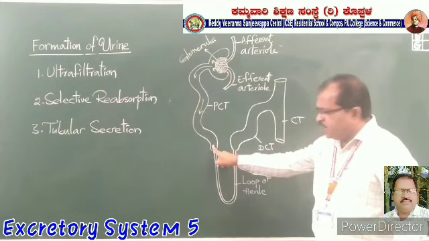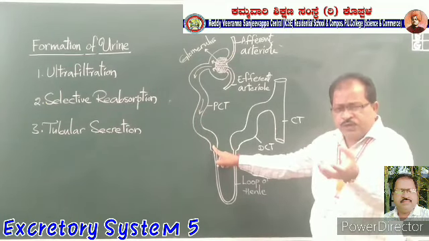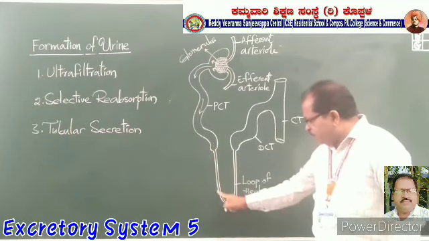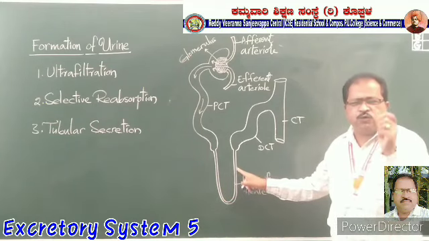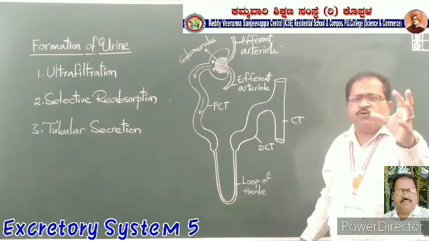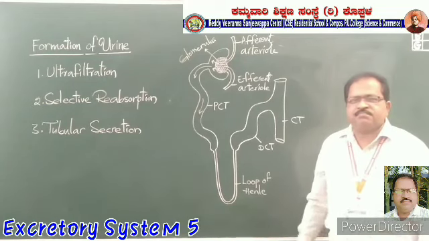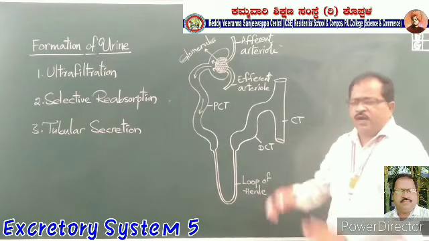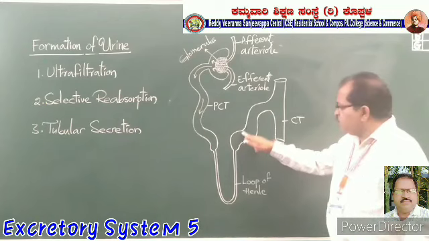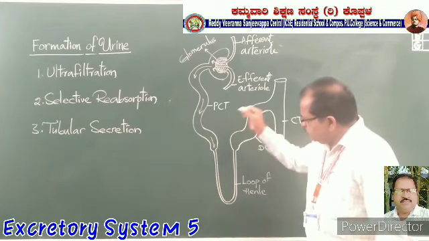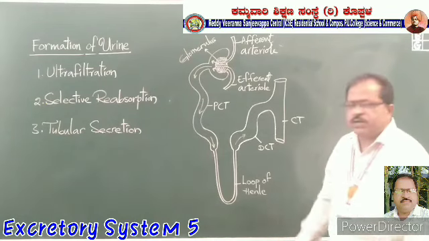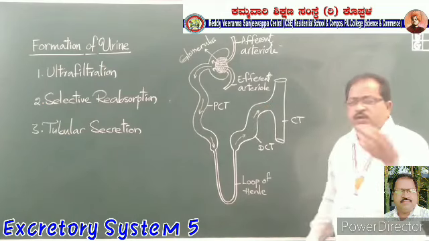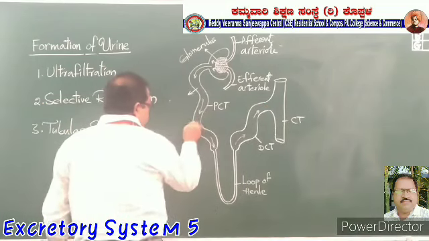Now we won't call it urine; it is called nephric filtrate. Then it enters the loop of Henle. In the loop of Henle, a large amount of water will be reabsorbed. Only the excess sugar and excess urea, along with some amount of water, will move on and enter the distal convoluted tubule. Here also some amount of water will be reabsorbed.